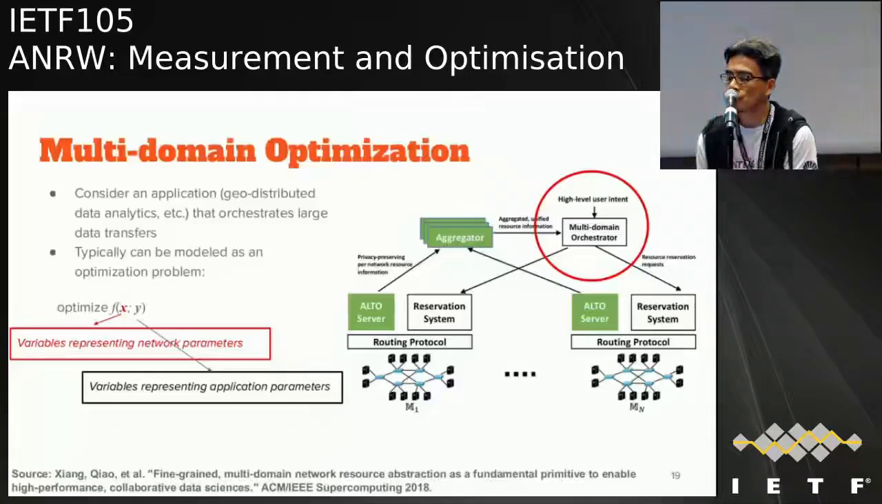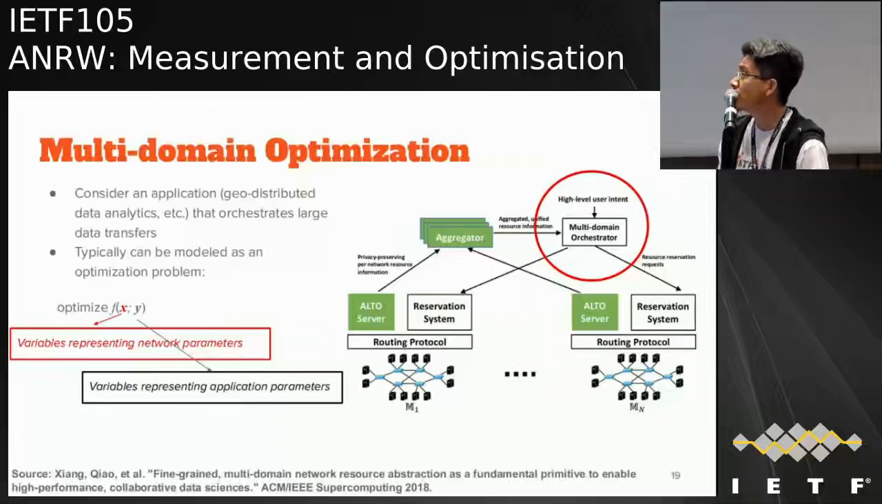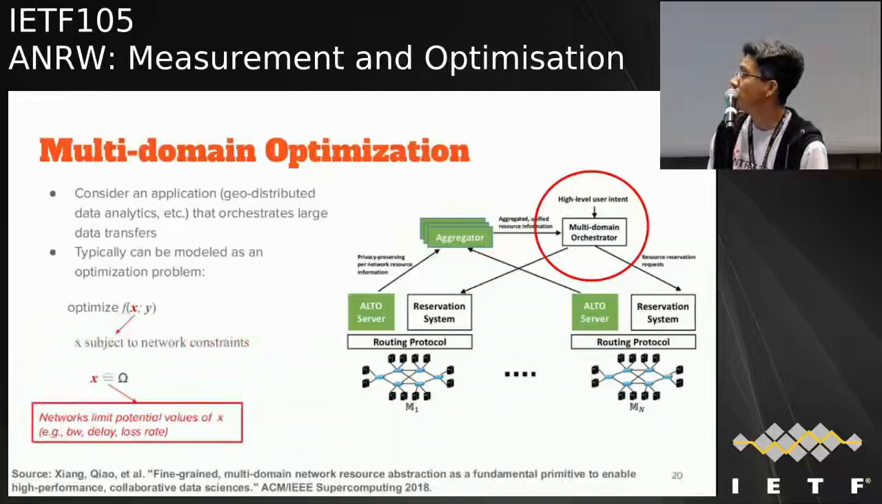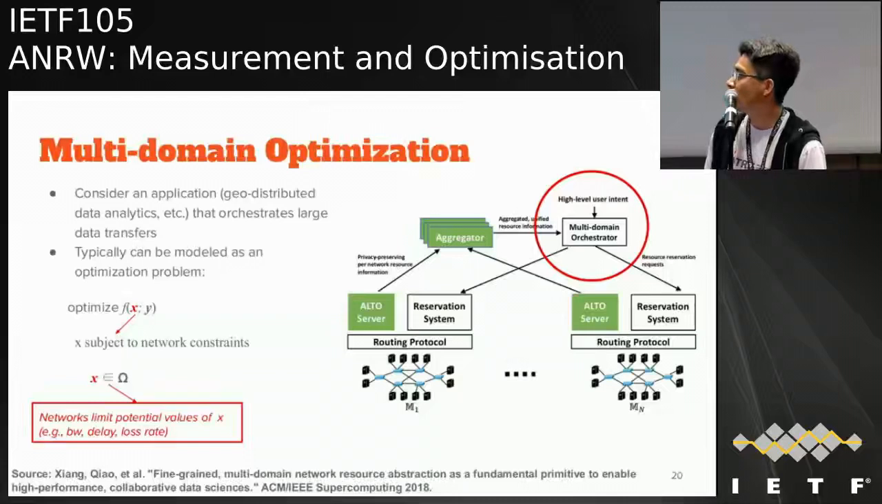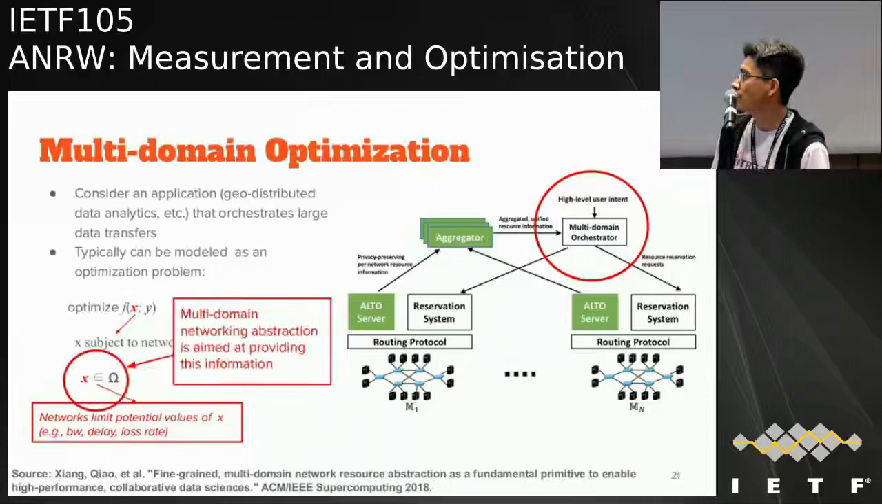The multi-domain abstraction is used to solve the application layer optimization across multiple domains. Typically, previous use cases can be modeled as an optimization problem F, where F is an optimization function based on two types of variables, X representing the network parameters and Y representing the application parameters. Such an objective function also contains two types of constraints, X representing the networking constraints and Y representing the application constraints. The lack of full knowledge or control over the network limits the potential values of X, for example, bandwidth, delay, packet loss, etc. So the multi-domain networking abstraction aims at providing such constraints in order to solve this optimization problem.